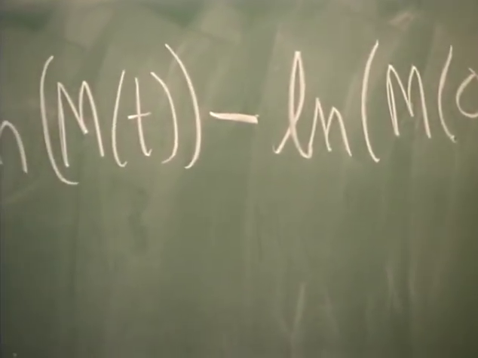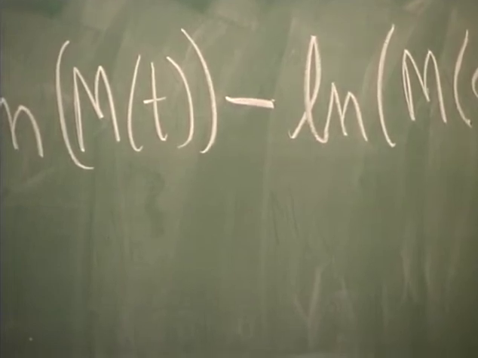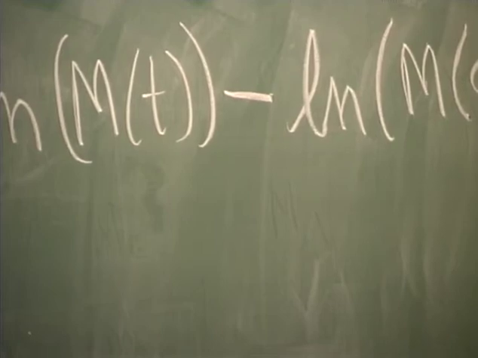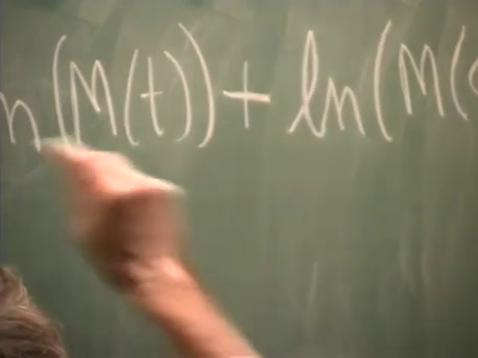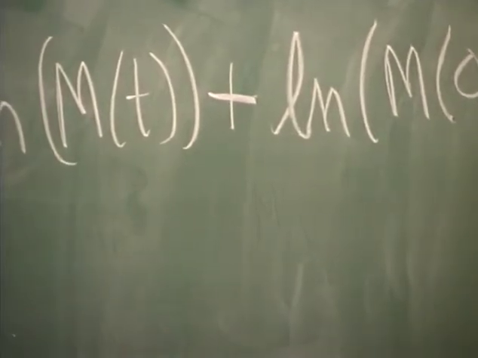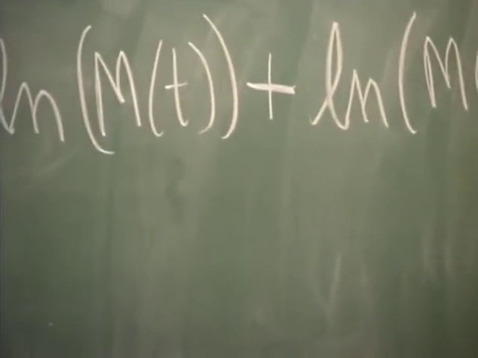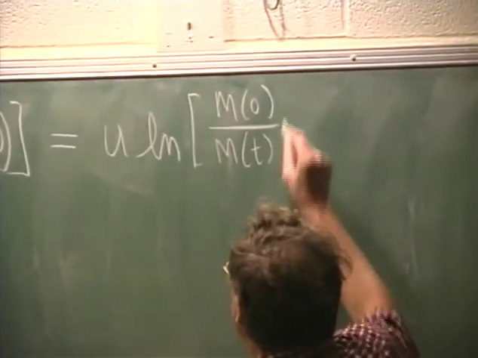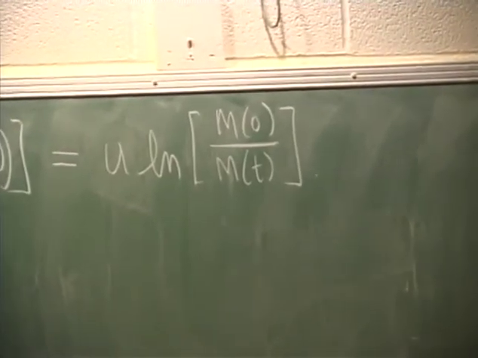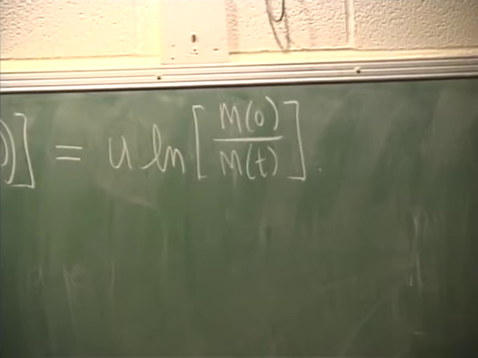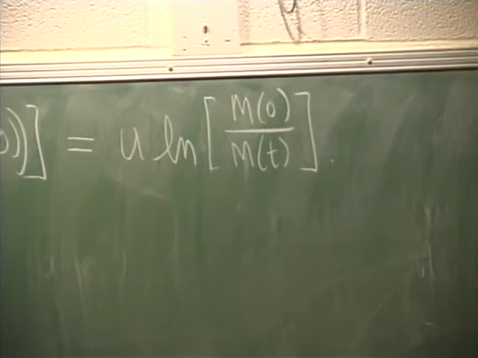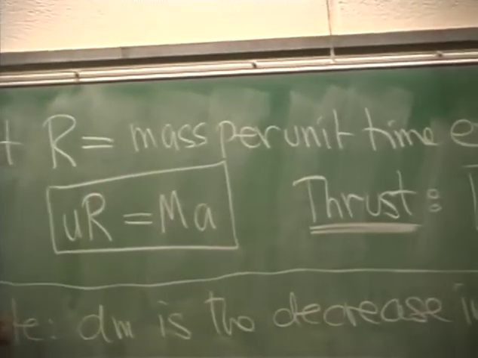The difference of two logs is the log of the ratio, so I could write this just as well as minus u. Well, actually, let's bring that minus sign inside while I'm at it, and then it's plus u times the logarithm of m at the beginning divided by m at time t. That's the right-hand side of the equation. Where was the left-hand side? That was the integral of dv. Well, that's easy. That's nothing but v at the upper limit, t, minus v at the lower limit, 0.